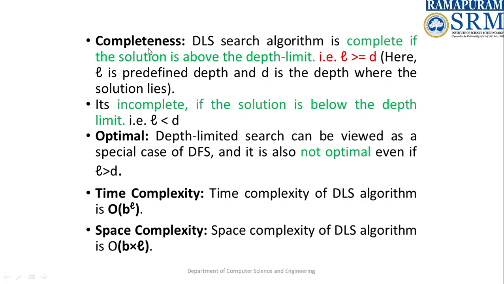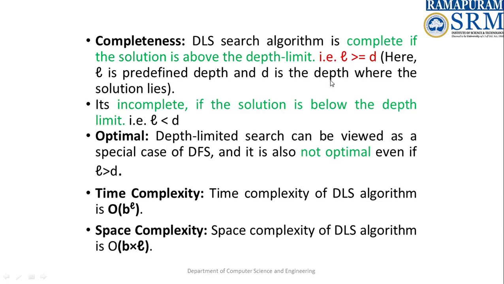First one, completeness. This depth limited search is complete only if the depth limit L is greater than or equal to d. d is nothing but once again the depth where the goal state lies or where the solution lies. Suppose you have a depth of 10 and your L is 12. 12 is greater than 10? Yes. So it is complete. So certainly you will reach the goal state.